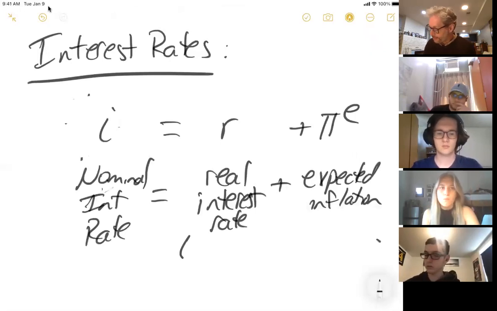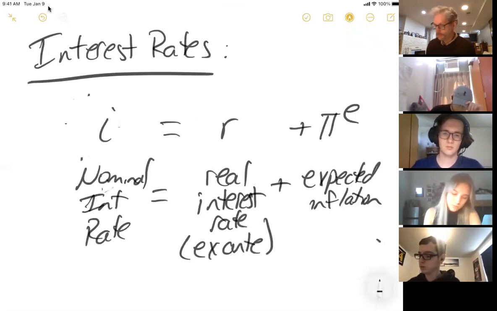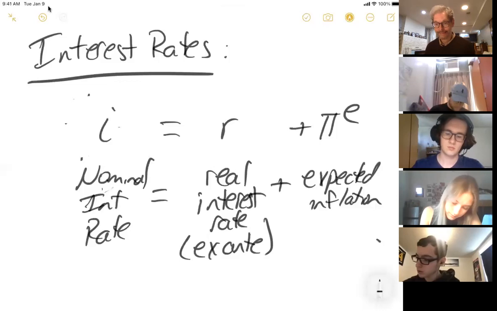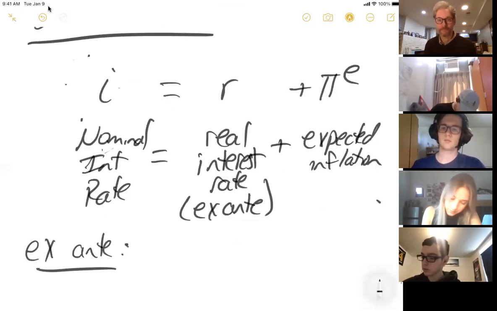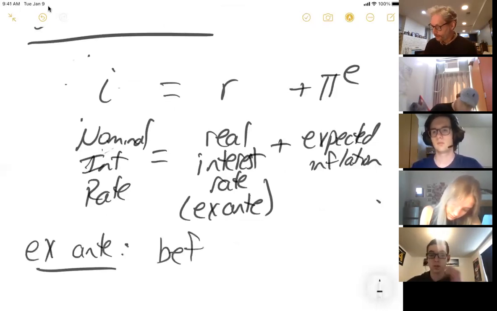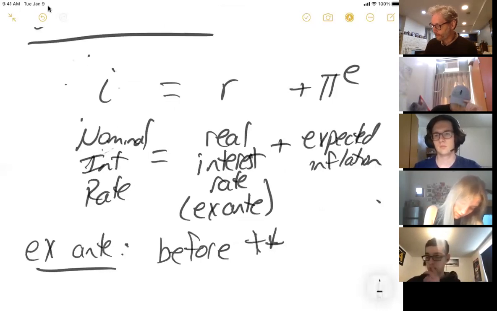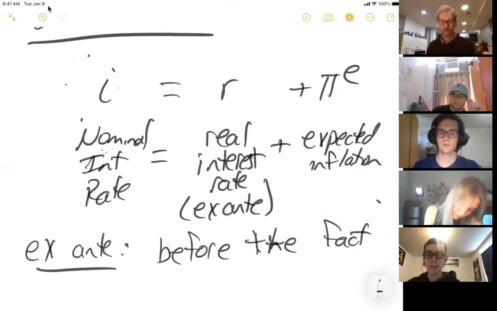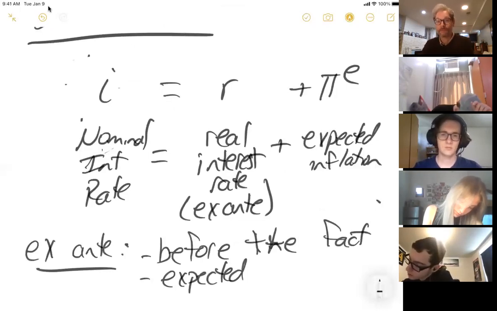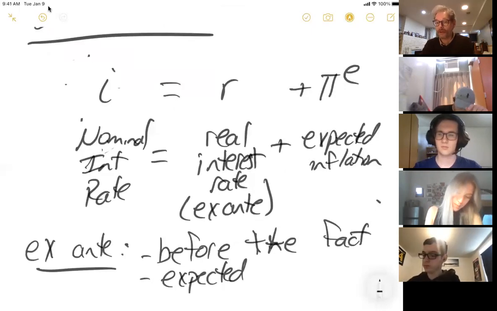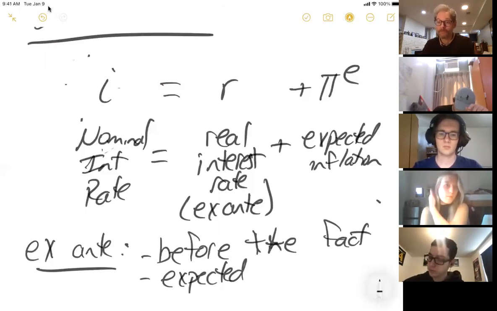But this real interest rate is really an ex ante real interest rate. What do we mean by ex ante? Ex ante is just some fancy Latin terminology for before the fact. In other words, this is the expected real interest rate. It's what you think you're going to get. But do you know for sure you're going to get that real interest rate? No, you don't know for sure because you don't know for sure whether you're going to be right about what inflation is going to be.